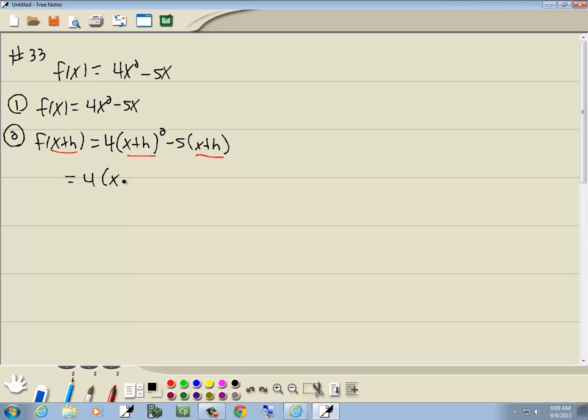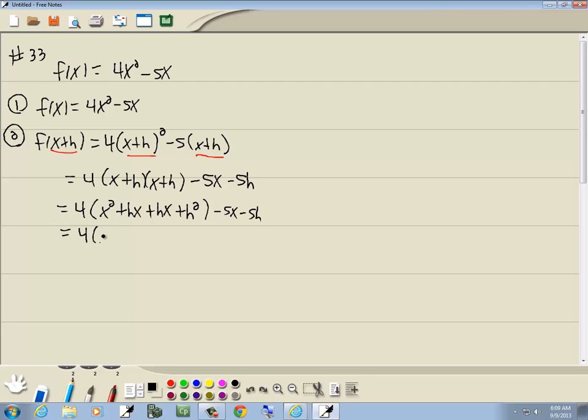Now this is (x plus h) squared, so we've got x plus h times x plus h. And this is the distributive property. Negative 5 times x is negative 5x. Negative 5 times h is negative 5h. Multiply x plus h times x plus h. x times x is x squared. x times h is hx. h times x is hx. And h times h is h squared. Minus 5x minus 5h.